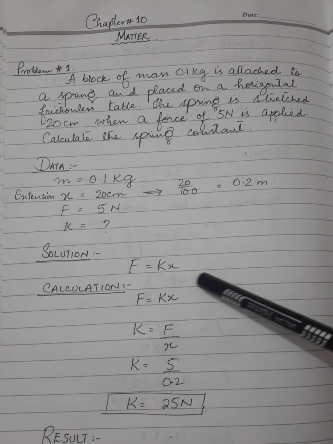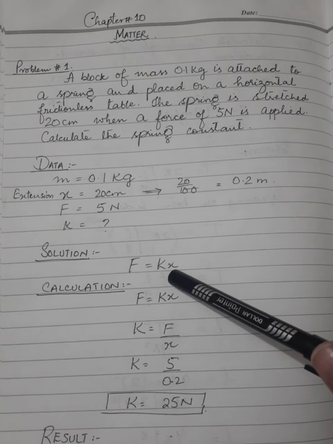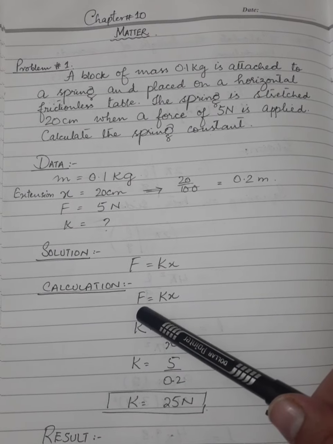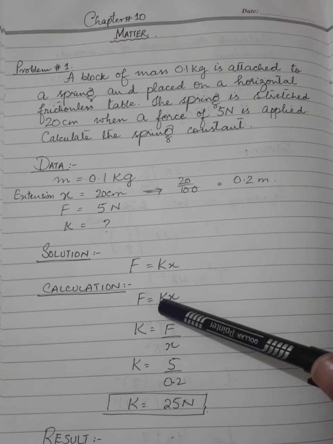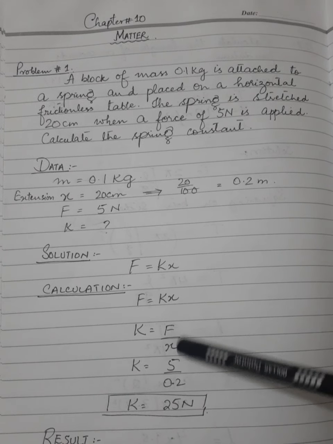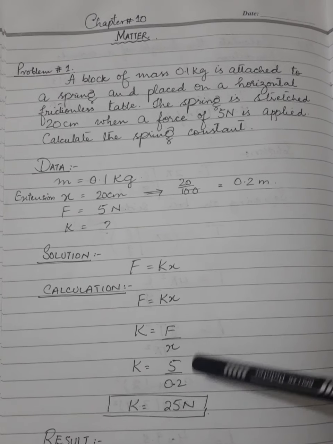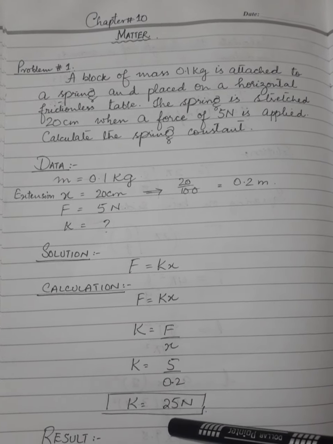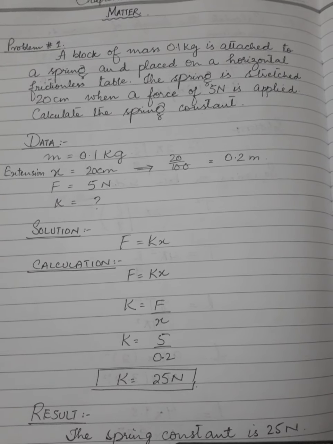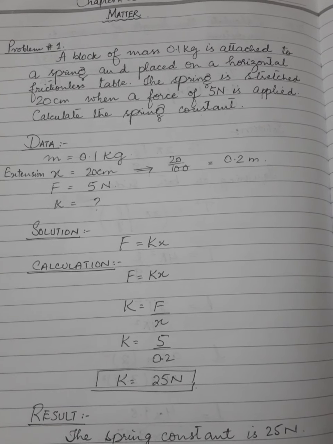For finding this out, we have the formula F is equal to Kx. F is equal to Kx means we have to find out this K. So K is equal to F upon x, which is 5 upon 0.2 meters, which is equal to 25 Newton per meter. So we are going to write down the result: the spring constant is 25 Newton per meter.